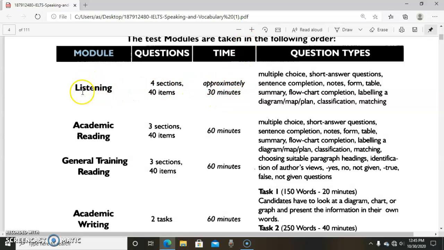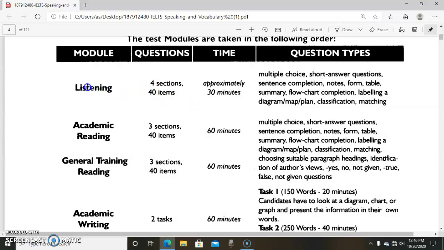Okay, now let's see listening. This will be 4 sections and 40 questions to be answered. The approximate time will be 30 minutes, and the types of questions will be multiple choice questions, short answer questions, sentence completion questions, notes, form, table, summary, flowchart completion, labeling, diagram, map, plan, classification, and matching. You have to finish it within 30 minutes.